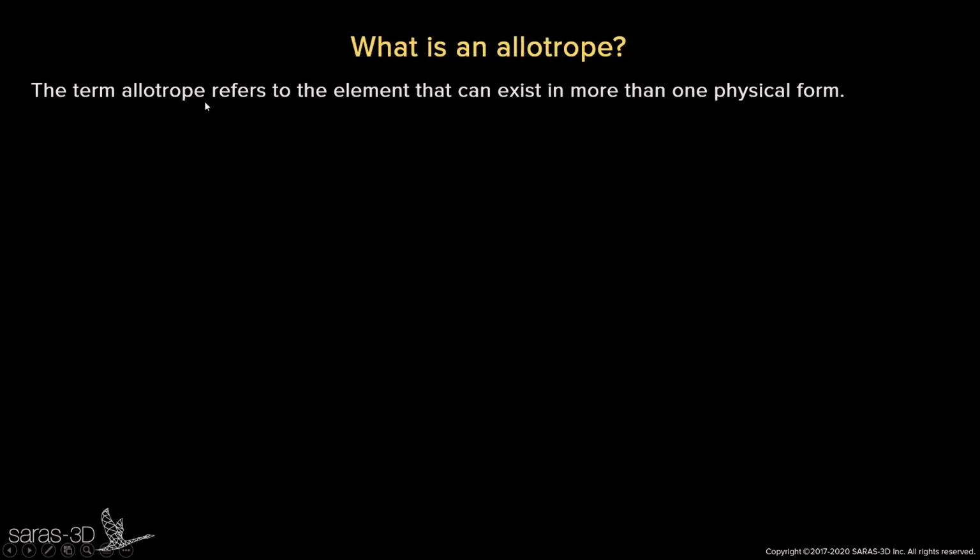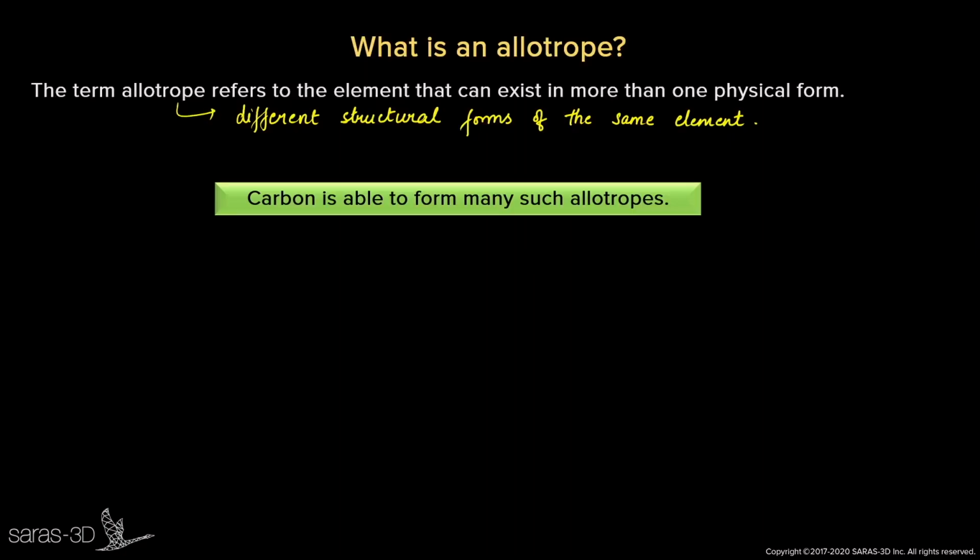The term allotrope refers to an element that can exist in more than one physical form. So basically, allotropes are different structurally different forms of the same element. Now, carbon is one element that is able to form many such allotropes.